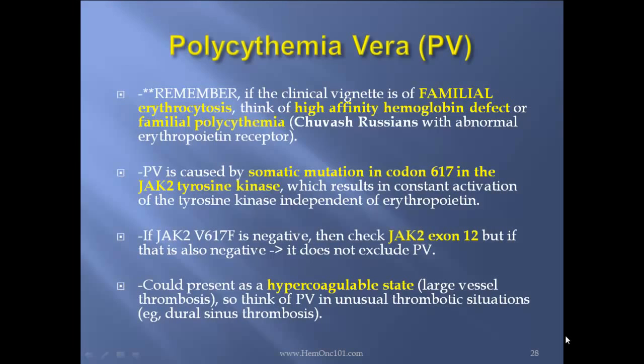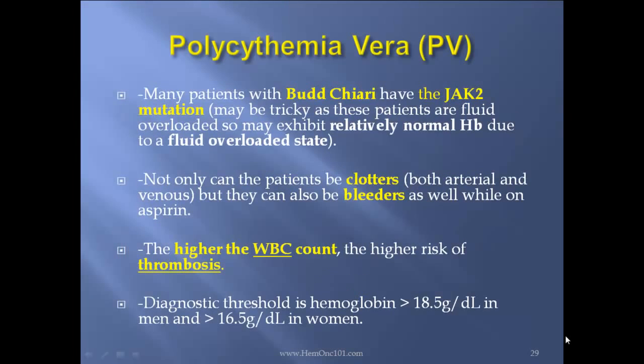It could present as a hypercoagulable state, large vessel thrombosis, so think of PV in unusual thrombotic situations, for instance, dural sinus thrombosis. It may also present with Budd-Chiari, and many have the JAK2 mutation. It may be tricky as these patients are fluid overloaded, so may exhibit relatively normal hemoglobin due to a fluid overload state. Not only can the patients be clotters, both arterial and venous, but they can also be bleeders while on aspirin. Very important, the higher the WBC count, the higher the risk of thrombosis.